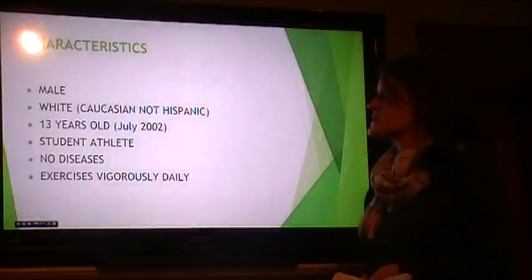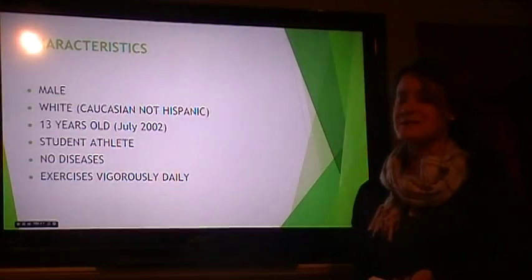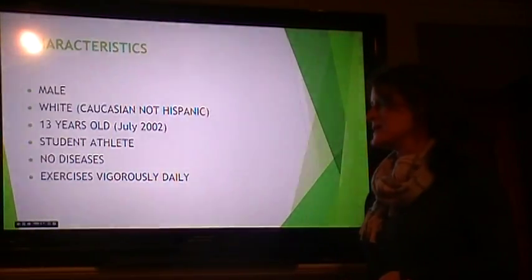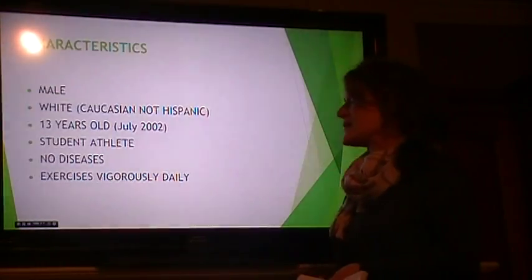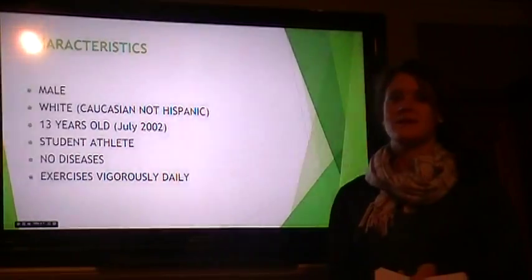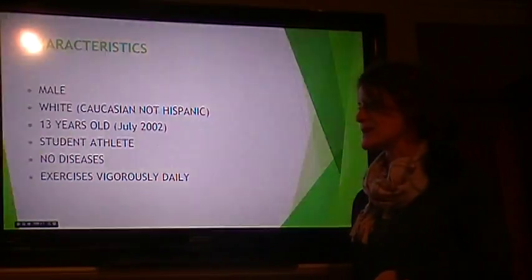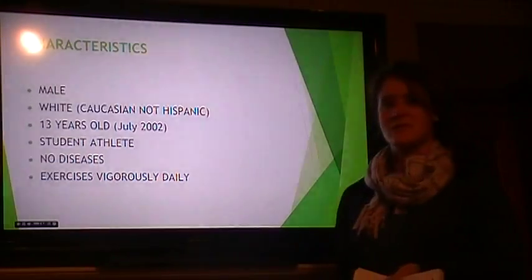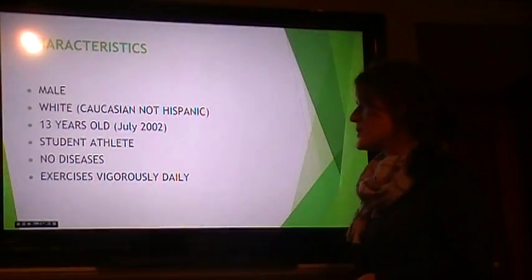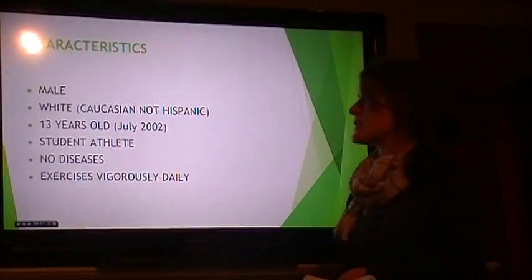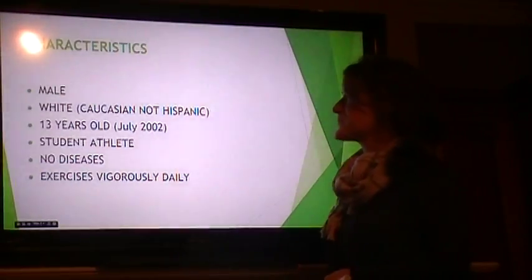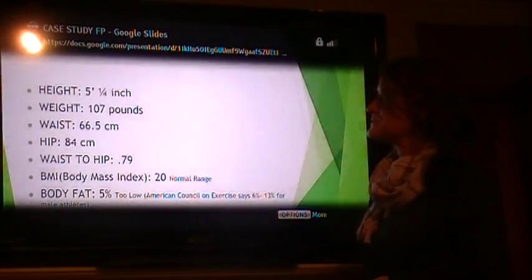I chose my subject, a male, white Caucasian. He's 13 years old. He's a student athlete. He has no known diseases and exercises vigorously on a daily basis. He's involved with soccer, which is aerobic, and Olympic weightlifting, which is anaerobic. So both spectrums of exercise he covers, and his diet intake will show the needs and the intake for that on the next slides.